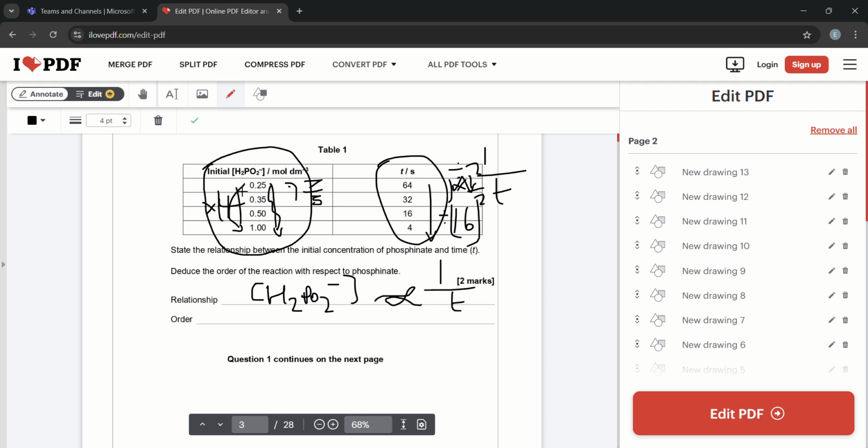Therefore, this must be squared because it will give me 16 squared, and then 16 squared divided by 16. So therefore, because the rate of reaction increases by 16, because we're dividing by 16, so 1 over T increased by 16, so should H2PO2 minus. And the only way for it to increase by 16 is if it's squared. So the order must be equal to 2, and therefore it's going to be H2PO2 minus squared is proportional to 1 over T.